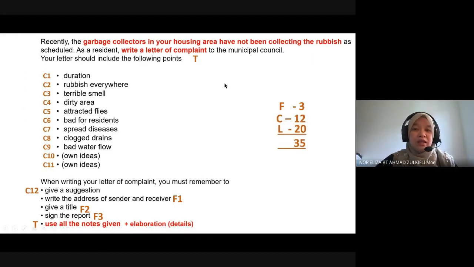If you look at this, another thing that you have to do is label all your content points. Why do you need to label all your content points? When you label them, you will not miss any of the points. If you know you have 12 content points in the question, then you will include all the content points in your writing. What if you don't have the labeling?